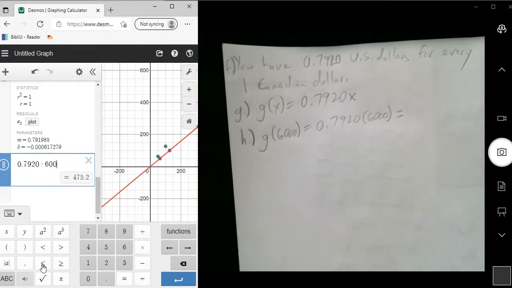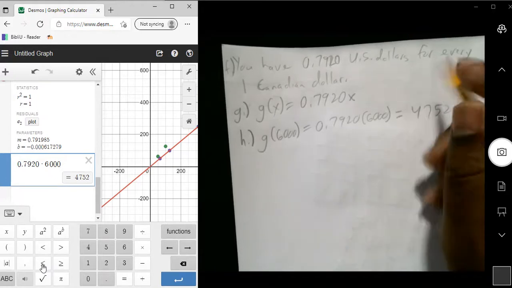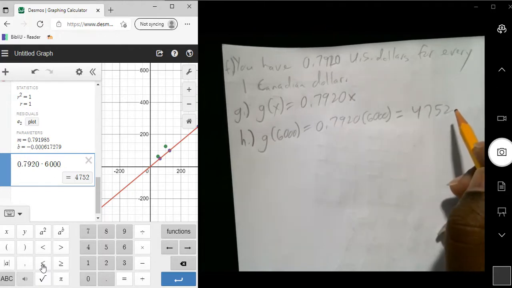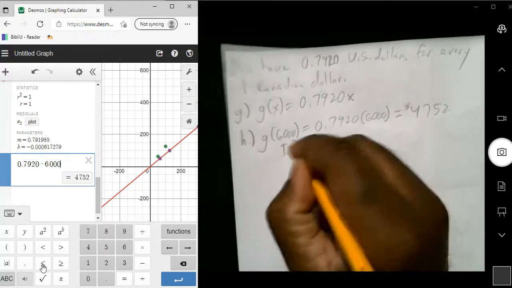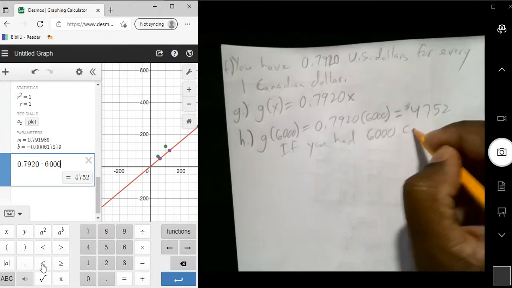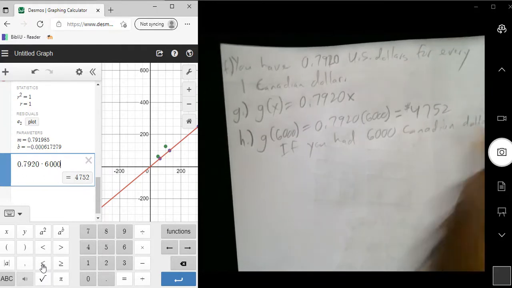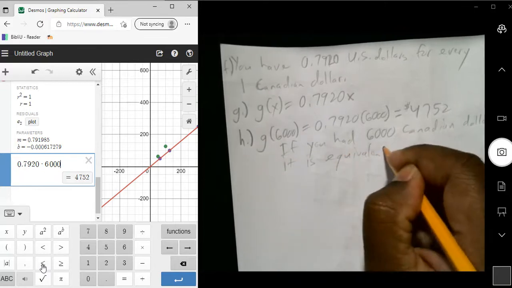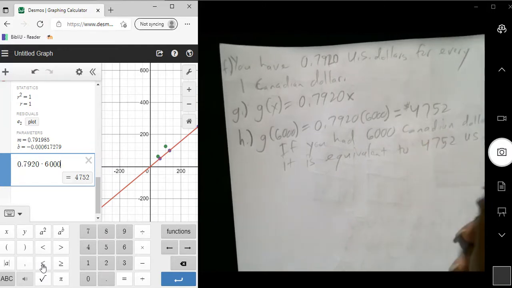0.7920 times 6,000. So this would be $4,752. So the practical meaning of this, if you had 6,000 Canadian dollars, it is equivalent to 4,752 US dollars.